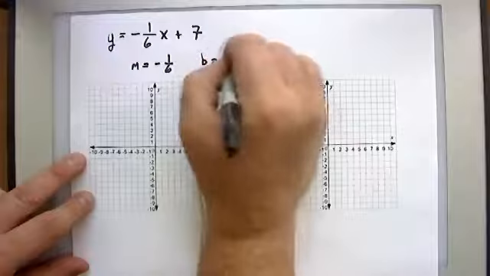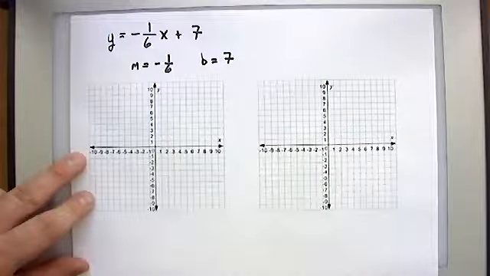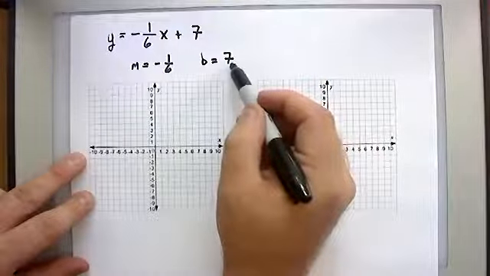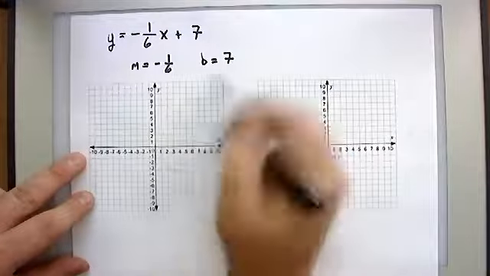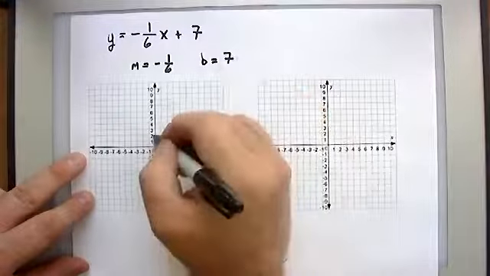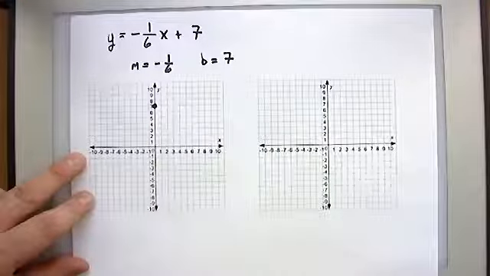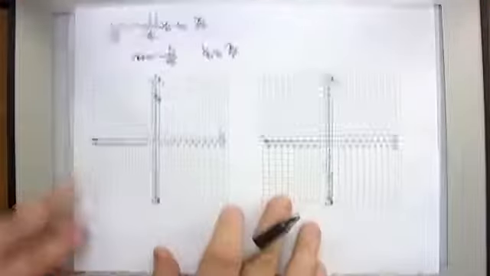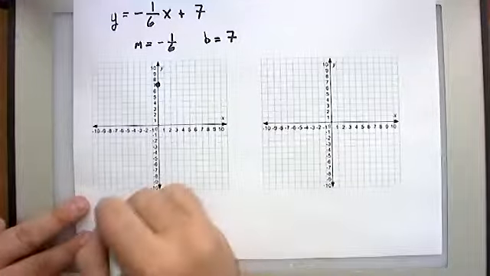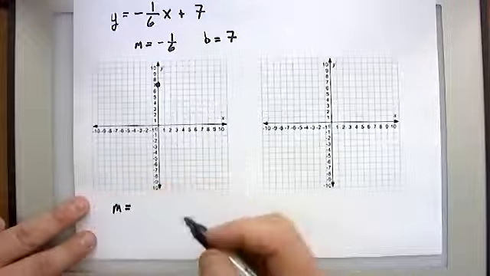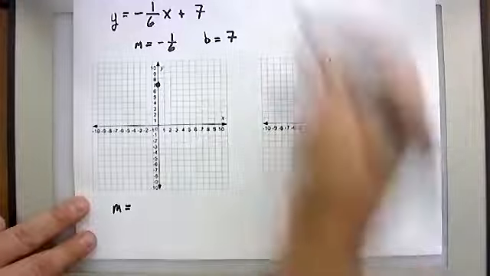And the b is 7. Okay? So start with the easy thing. Where do I start? I start at wherever the b is, and it's always on the y-axis. So I'm going to start at 7. 1, 2, 3, 4, 5, 6, 7. Right there. Okay? Now the slope. Let's do that down here. My slope is -1/6.